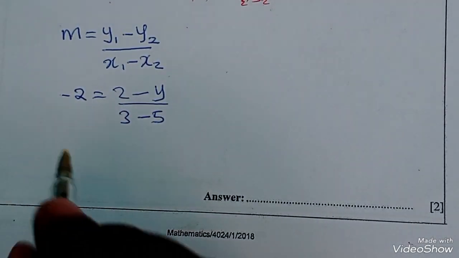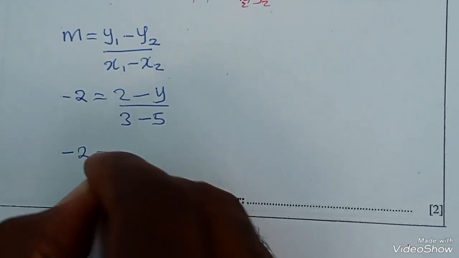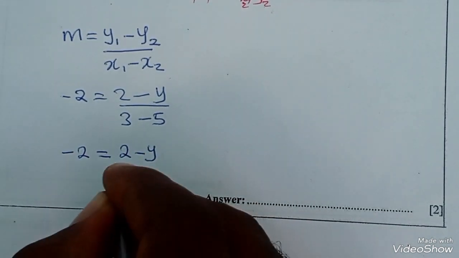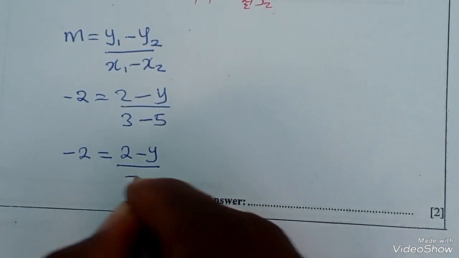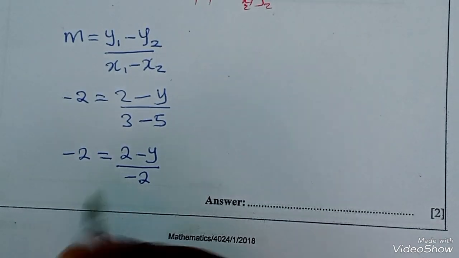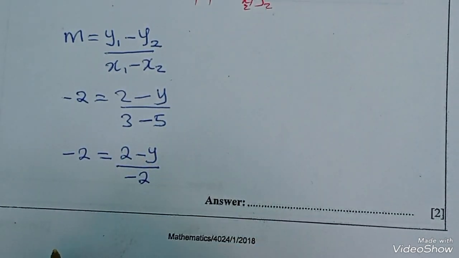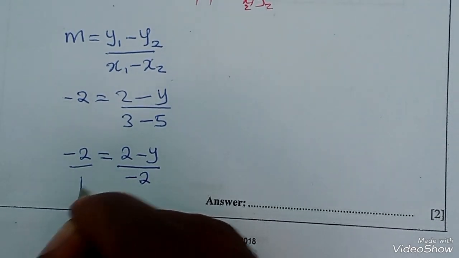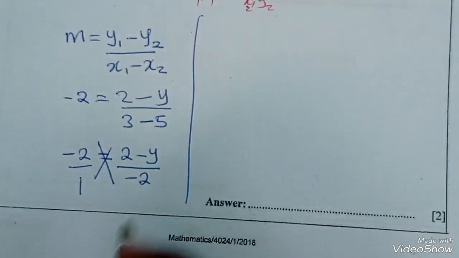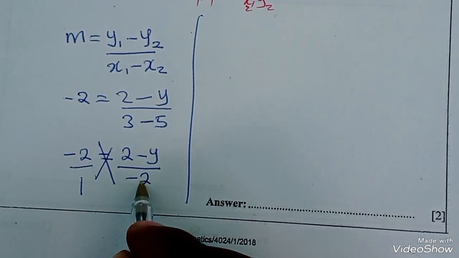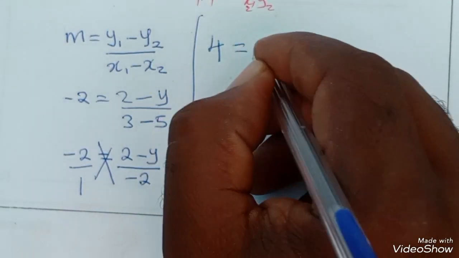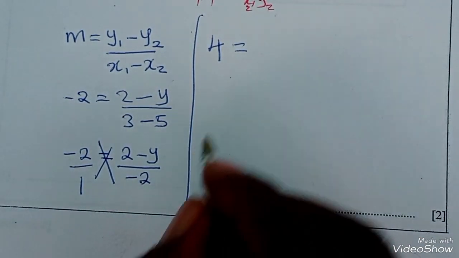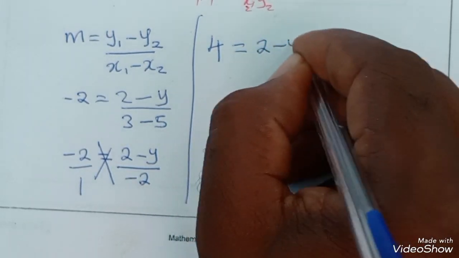So from there now, -2 is equal to 2 minus y over 3 minus 5. Remember that you cannot subtract these two because they are not like terms. So from here, I'll cross multiply. -2 times -2 is +4, equals 1 times 2 minus y, which is 2 minus y.